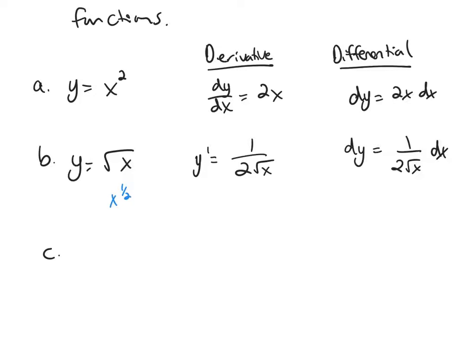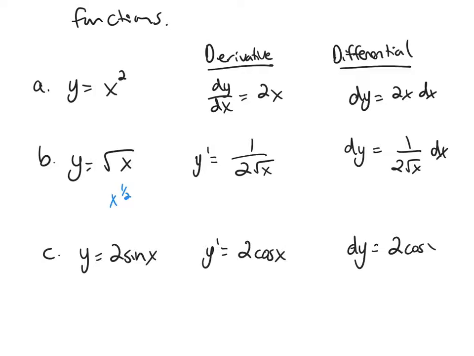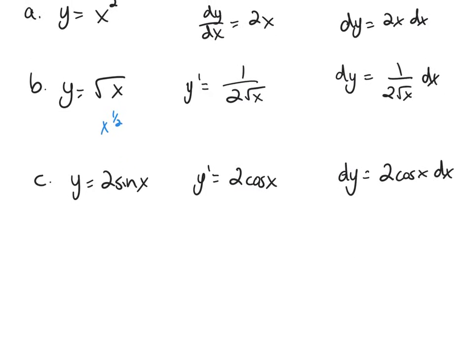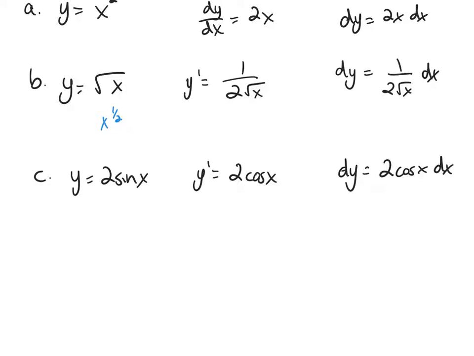C, y equals 2 sine x. Our derivative would be 2 cosine x, and our differential dy would be 2 cosine x dx. Let's look at another function. Let's look at y equals x e to the x.